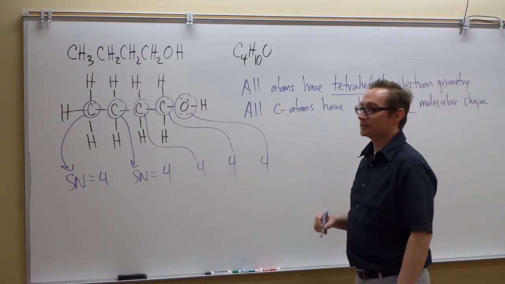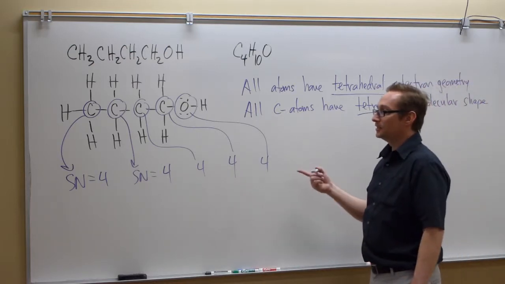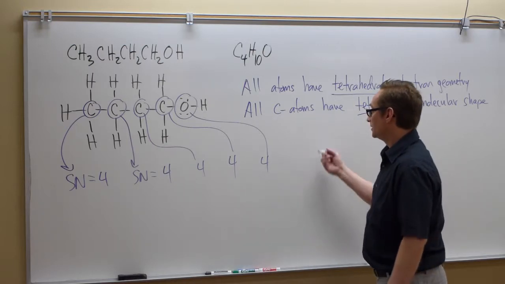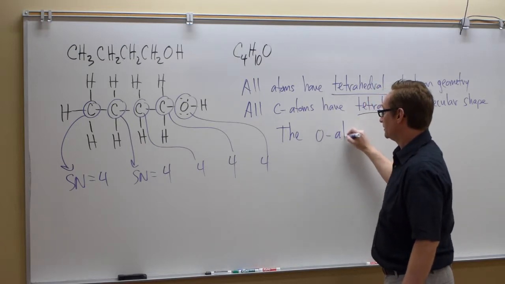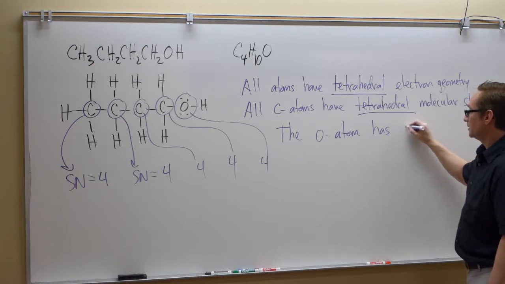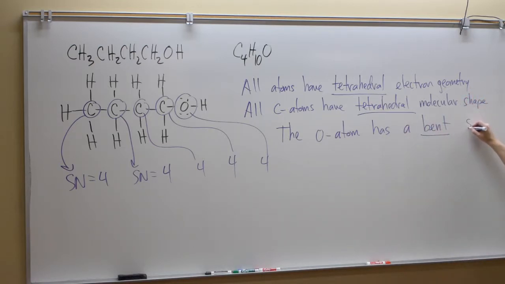What about the oxygen atom? What's the shape around that? That's going to be bent, right? Because it's a 2 bonded atom, 2 lone pair situation now. So we can say the O atom has a bent shape.